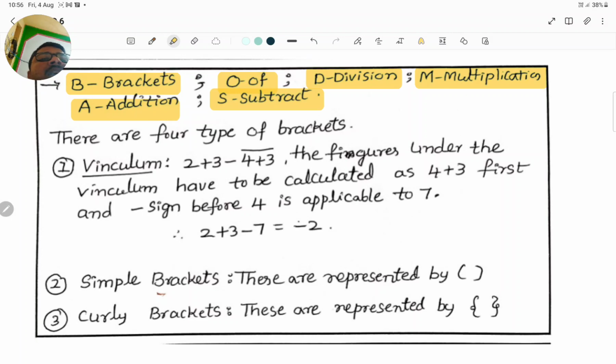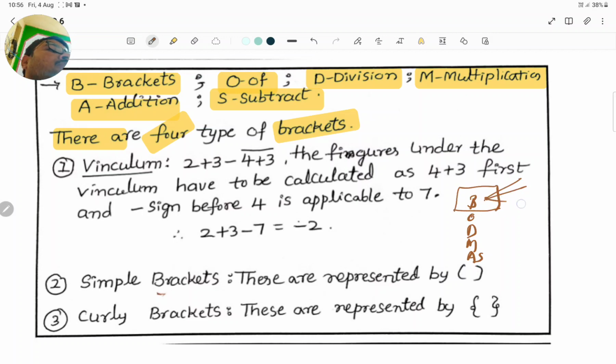Again, there are 4 types of brackets. When we simplify the problem, we have to follow the BODMAS rule. B is for brackets, and brackets also have 4 types. Now we will discuss what the 4 types are.